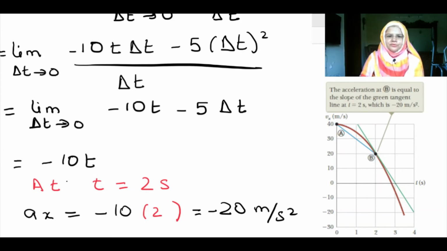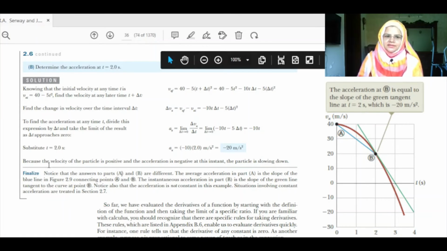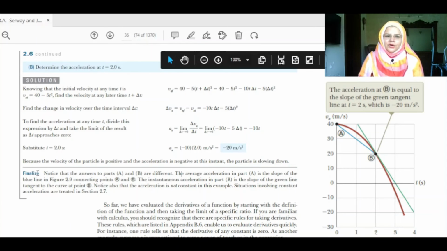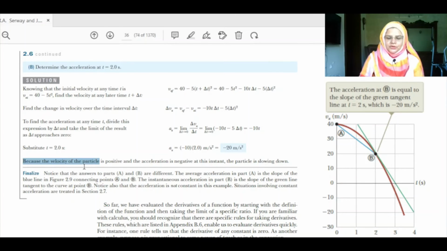At t is equal to 2 second, Ax is equal to minus 10 bracket 2, giving us Ax equal to minus 20 meter per second square. Because the velocity of the particle is positive and the acceleration is negative at this instant, the particle is slowing down.